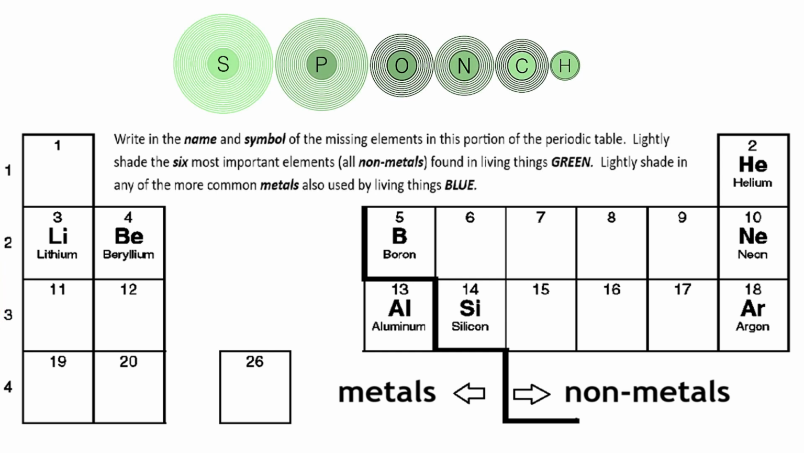Once you've done that, you need to take a green colored pencil, and I want you to shade the 6 most important elements of living things. I want you to shade S.P.O.N.C.H. where they appear. These are all non-metals, and so they should be easy to find. And any of the common metals that are also used by living things, say like calcium, I want you to shade them blue. So this will be the last task that you'll be asked to accomplish on Friday's lesson.